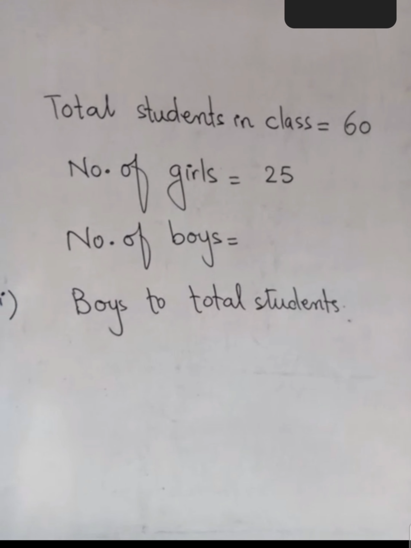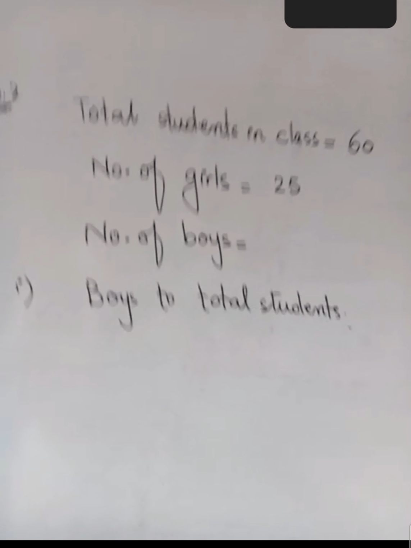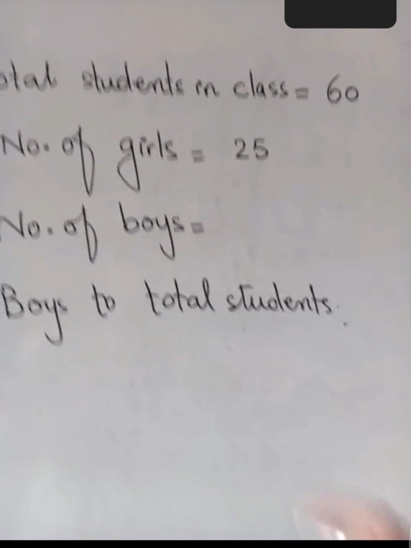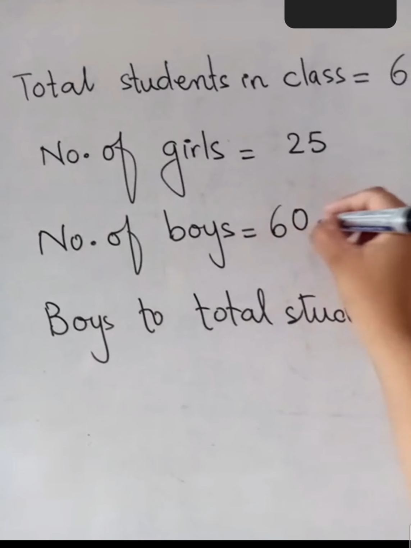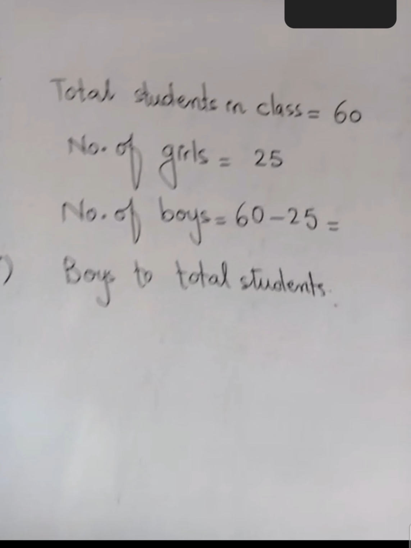Total students in class is 60. Number of girls is 25. What will be the number of boys? Ma'am, we will subtract. Subtract. Total minus number of girls. So what will it be? 35.